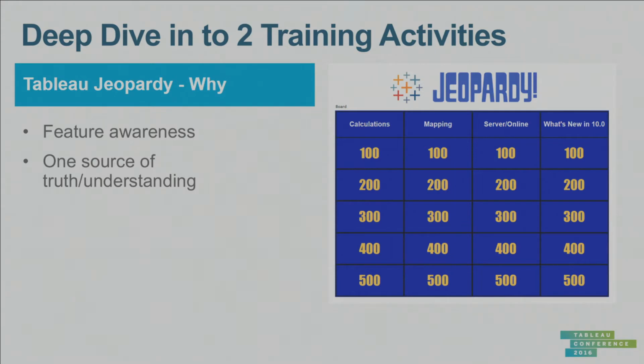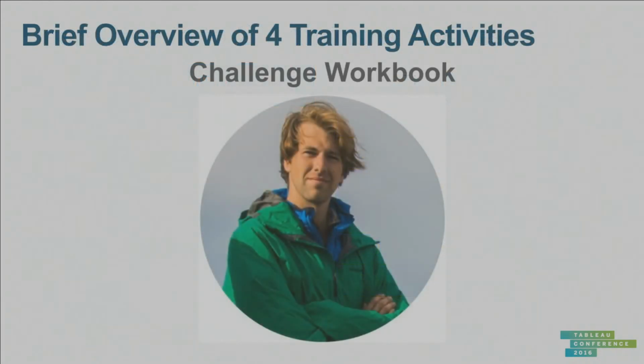So in closing, it's mostly about feature awareness and creating one source of the truth and that really good understanding to centralize that knowledge. The next 4 examples we're going to go over are another 4 tools that we will give you. And they're really good on their own or with a group.